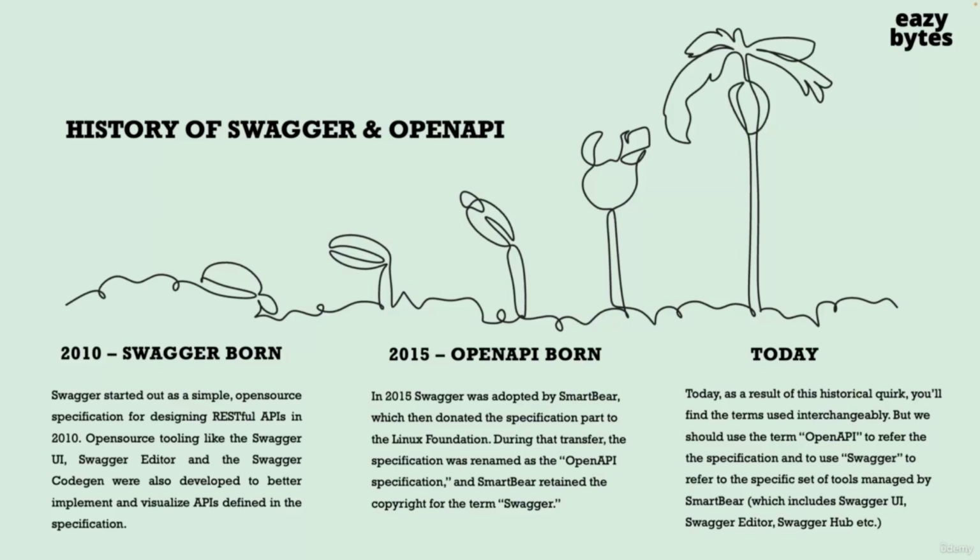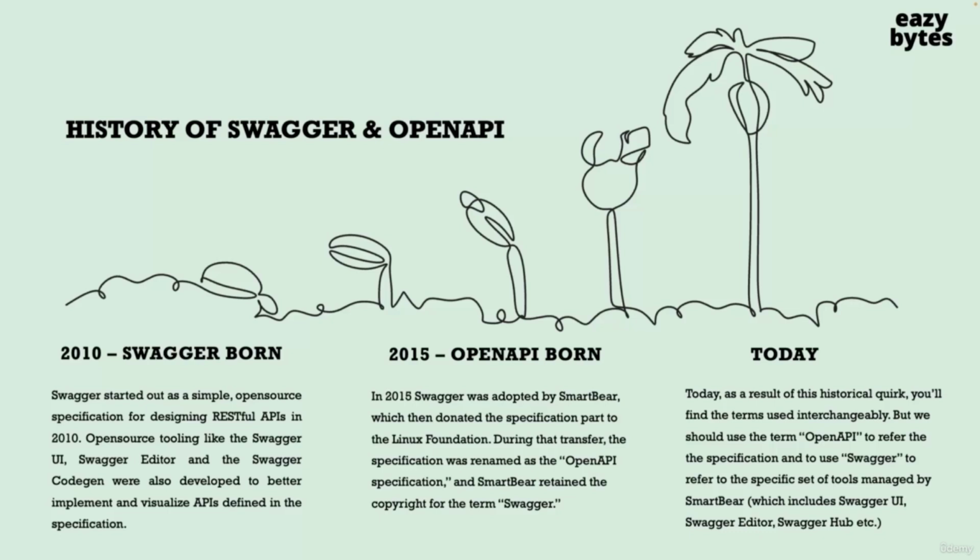So I hope you are getting what happened from 2010 to today. The simple answer is that initially the name was Swagger. Later on, all the tools were adopted by the SmartBear company, but they gave the specifications or standards part to the Linux Foundation with the name OpenAPI specification. So from now onwards, whenever you refer to the specifications or the standards, you need to refer to it as OpenAPI specification. But if you are referring to the set of tools developed by SmartBear, you should use Swagger.